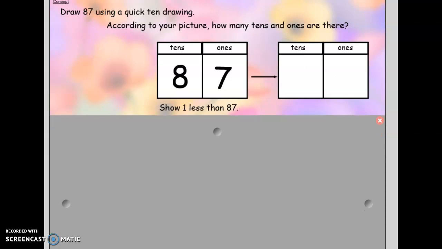All right, our next one is the number 87. It says draw 87 using a quick 10 drawing. So on your paper, I want you to draw 87 with tens and ones, and I'm going to do it on the screen.